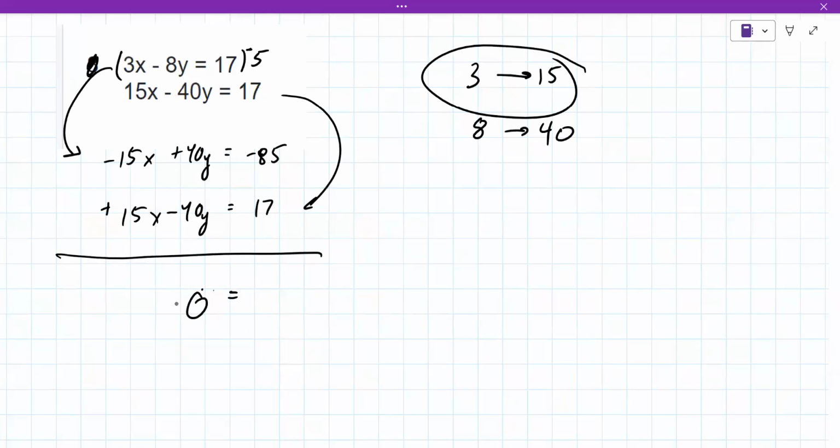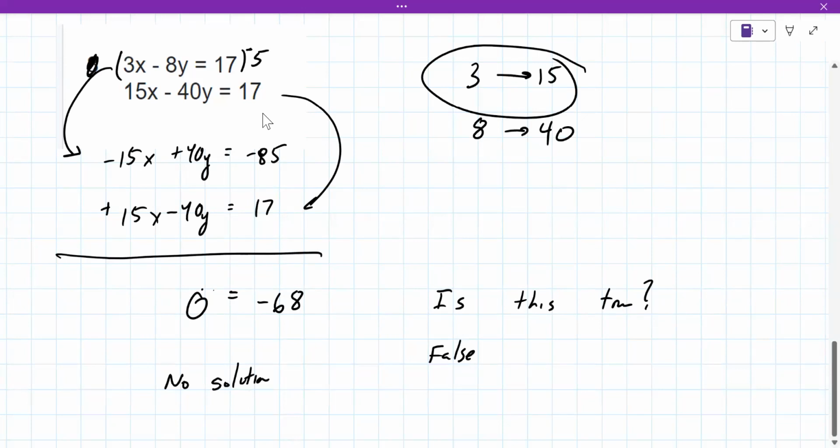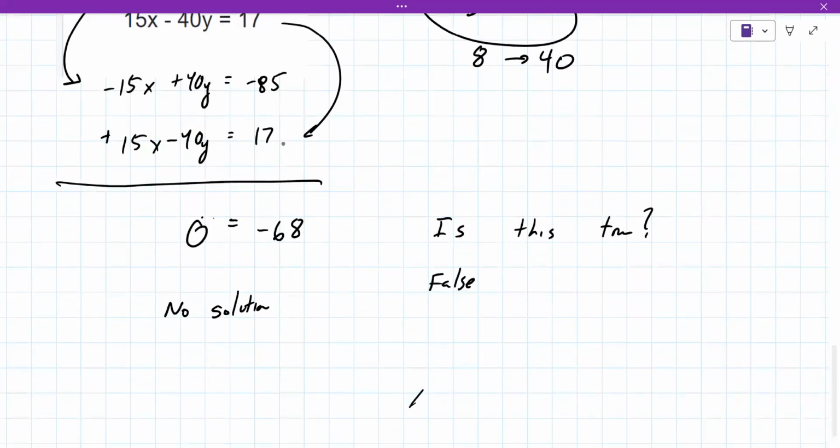Just 0. And my question to you is, is this true? Meaning, is the right side equal to the left side? No. Are these the same? No, this is false. And this means no solution. There's no solution. So if we go back from yesterday, that means that these are parallel lines. And parallel lines never intersect.